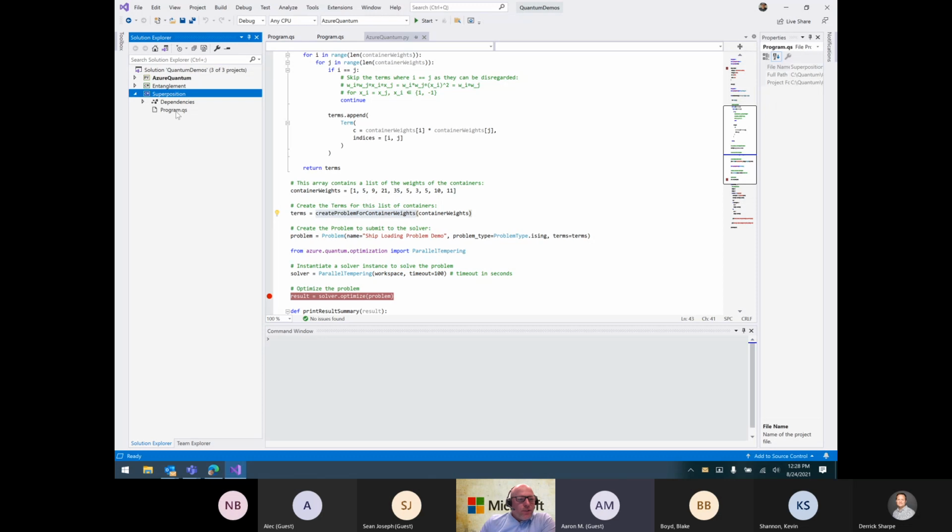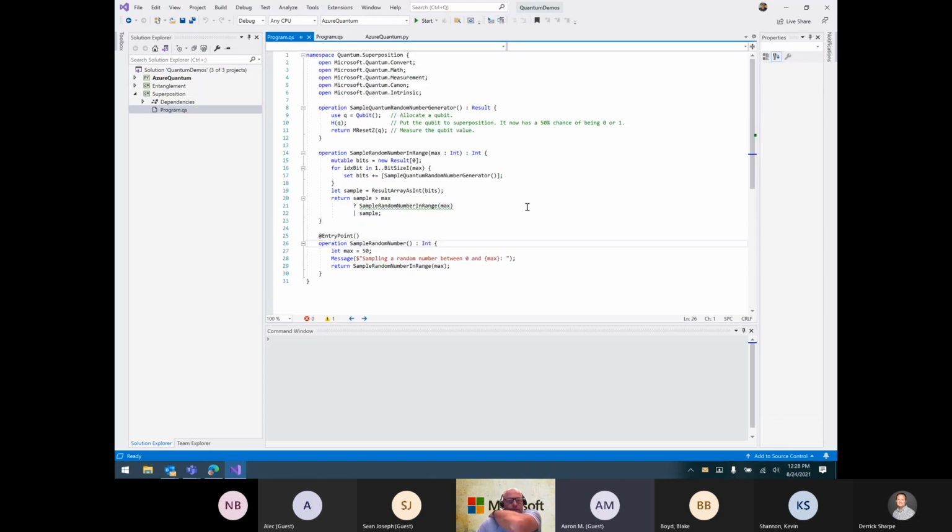Okay, so there are really three demos that I've got here today. The first one is superposition, right? If we look at superposition, basically what we're doing is allocating a qubit, so we're creating a qubit using Q Sharp. We have a use statement, which is a little bit different. Then we put the qubit into superposition.